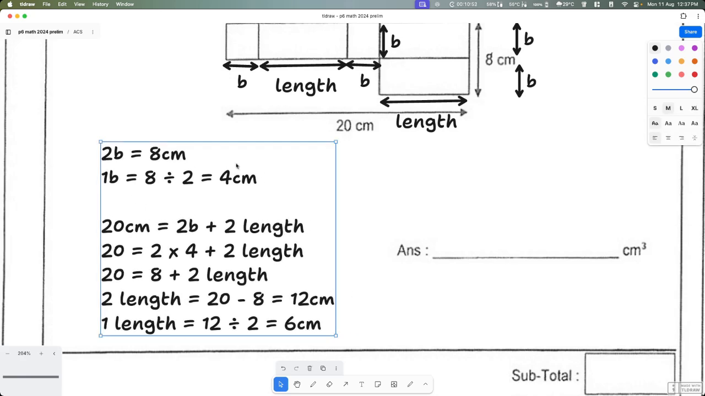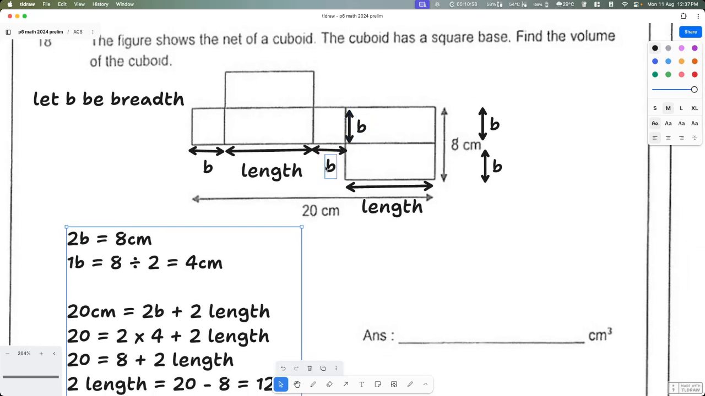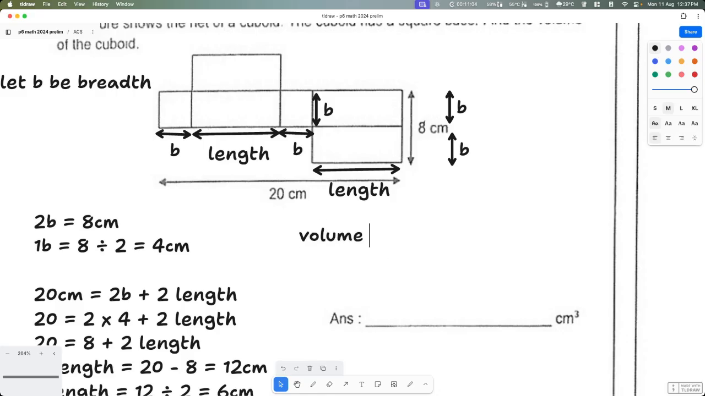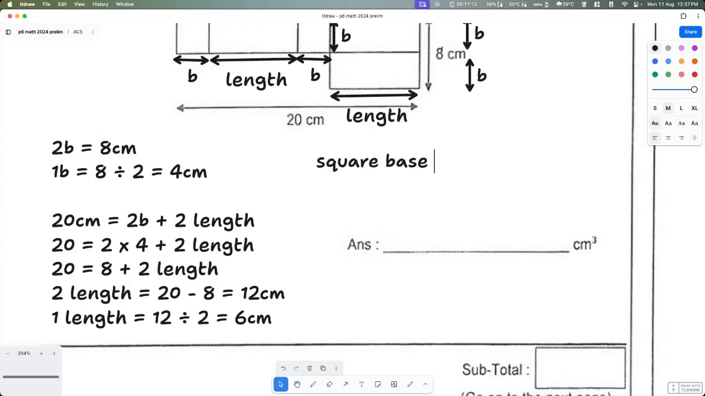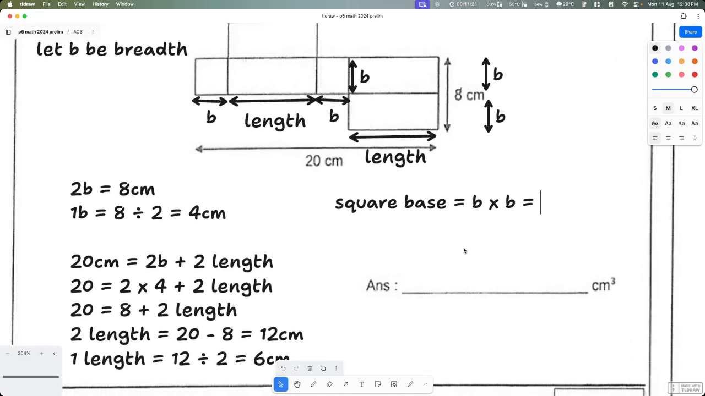So now we know that we have the length and then we have the breadth as well. So length times breadth, and then we also have the height. From here, the volume will be equal to, so we have a square base. So the square base is equal to b times b, which is 4 times 4, equal to 16 centimeter square, right? Okay, so I'm going to put it like this over here.